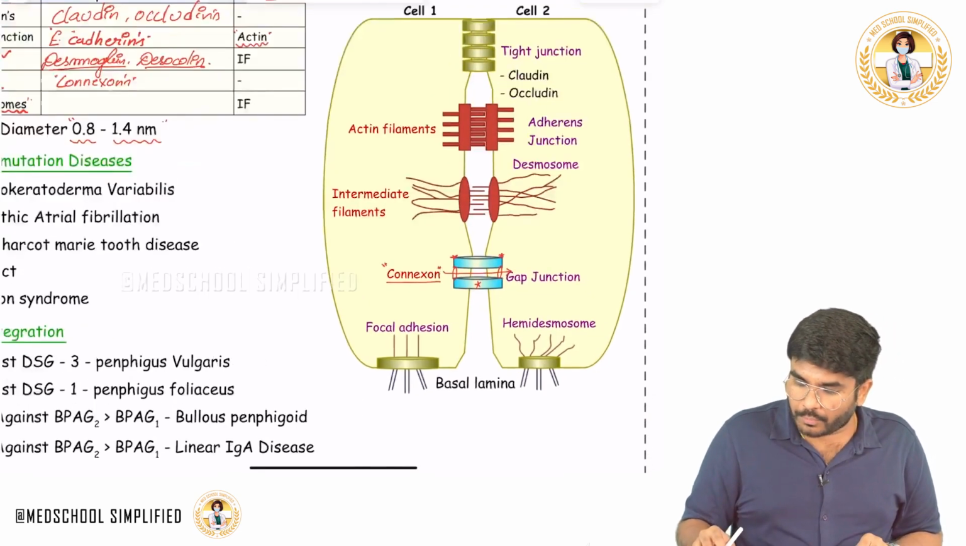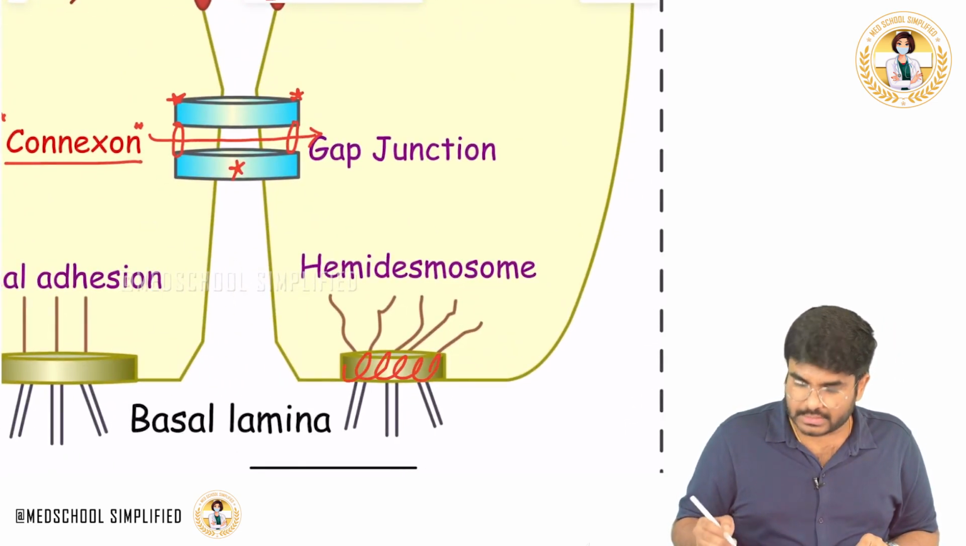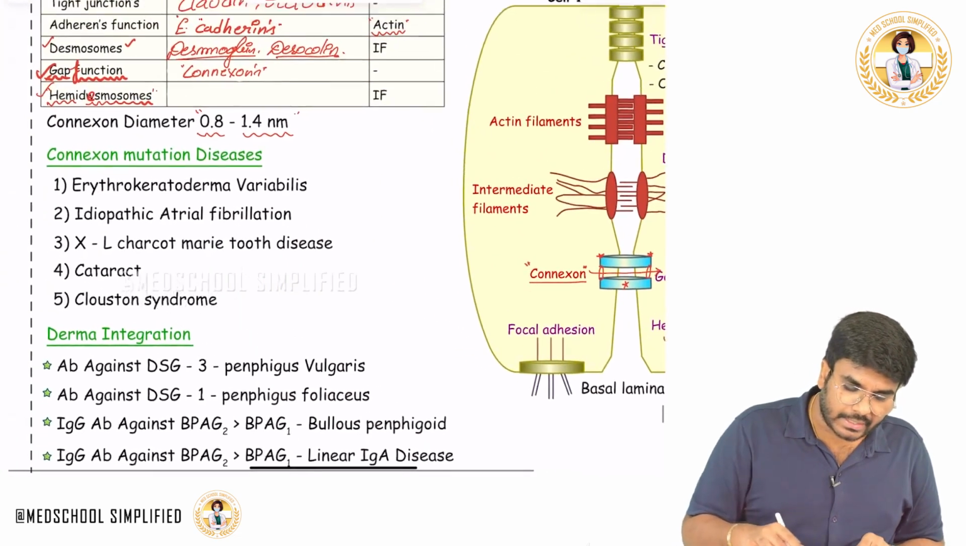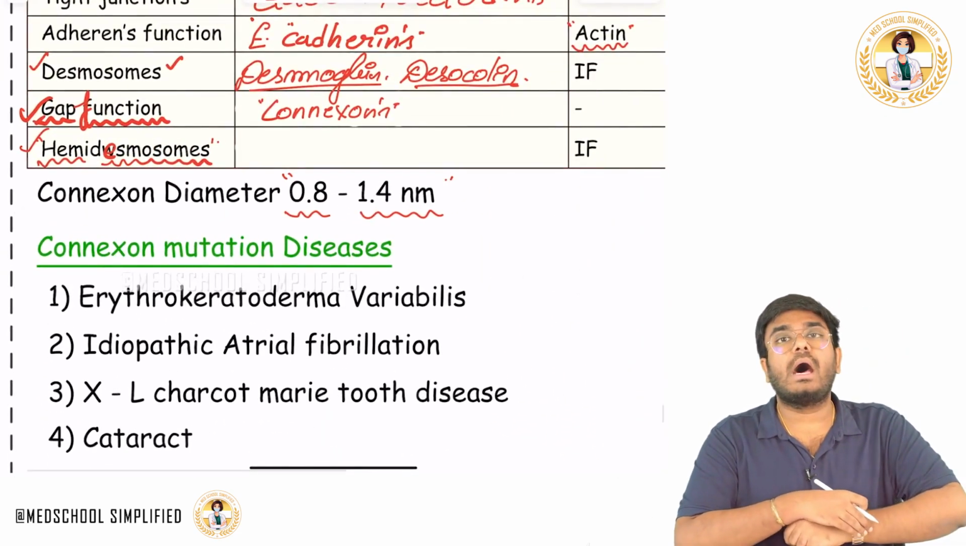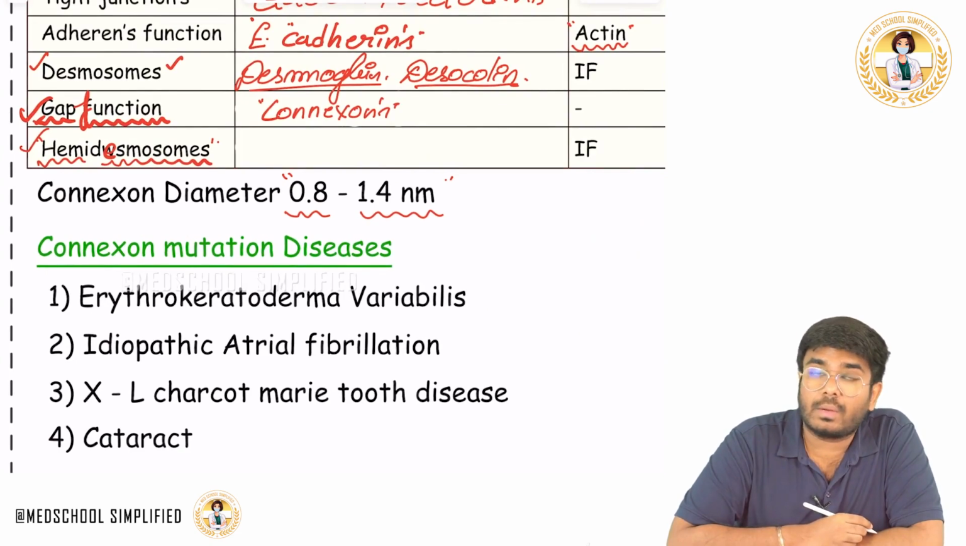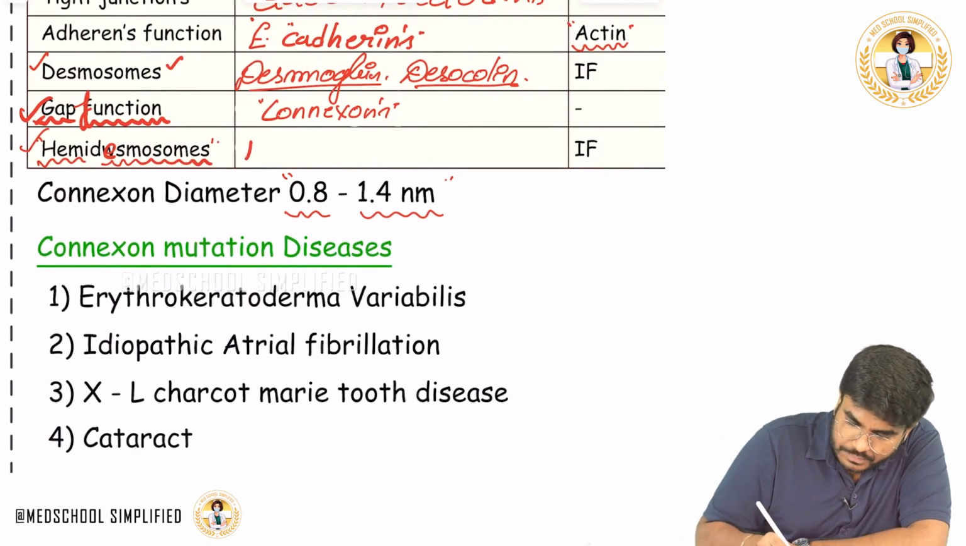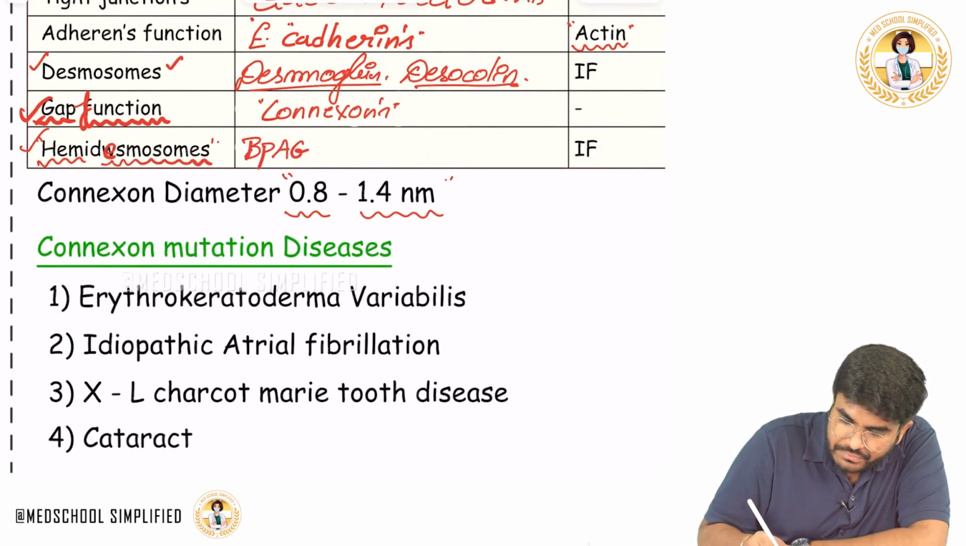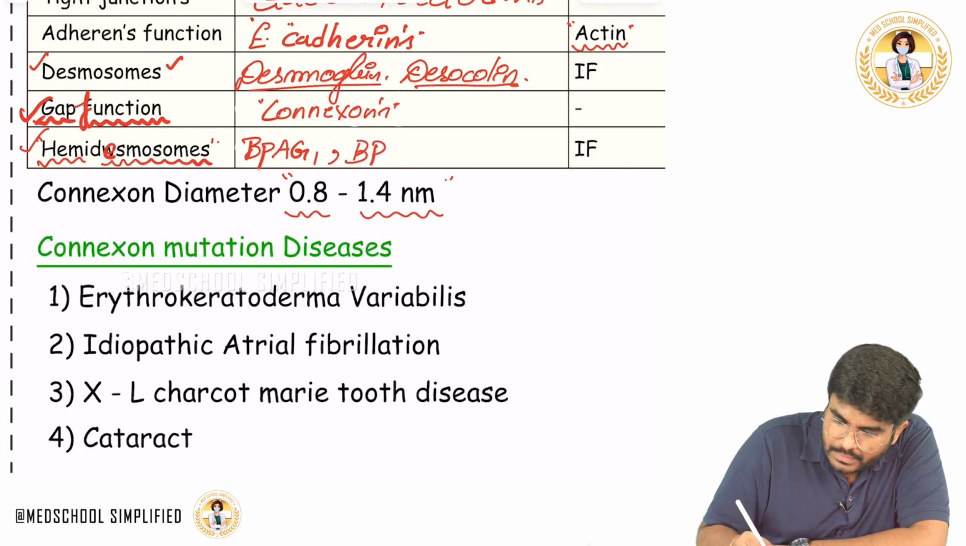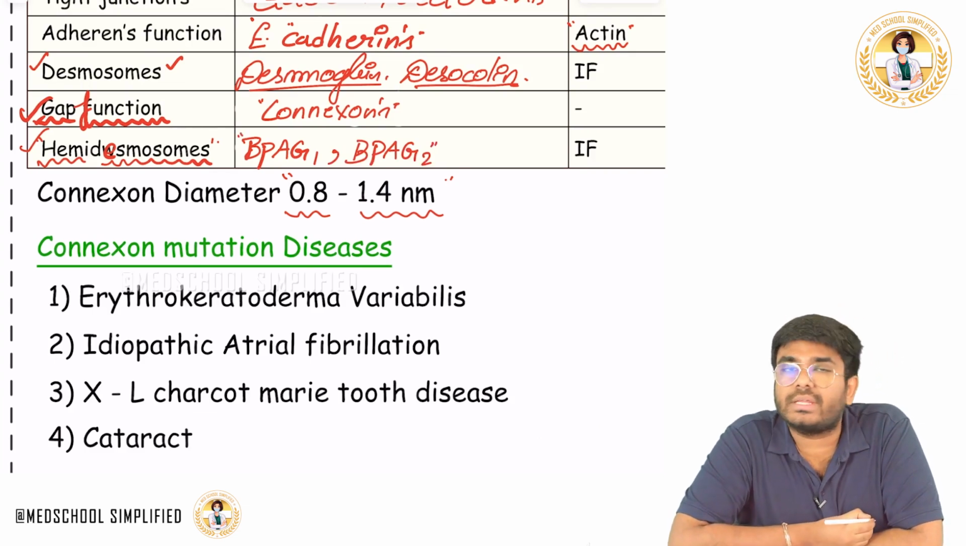Hemidesmosomes are also made up of proteins, guys. Which proteins? Let me write here. Hemidesmosomes are made up of BPAG1, BPAG2. These are the hemidesmosomal proteins.